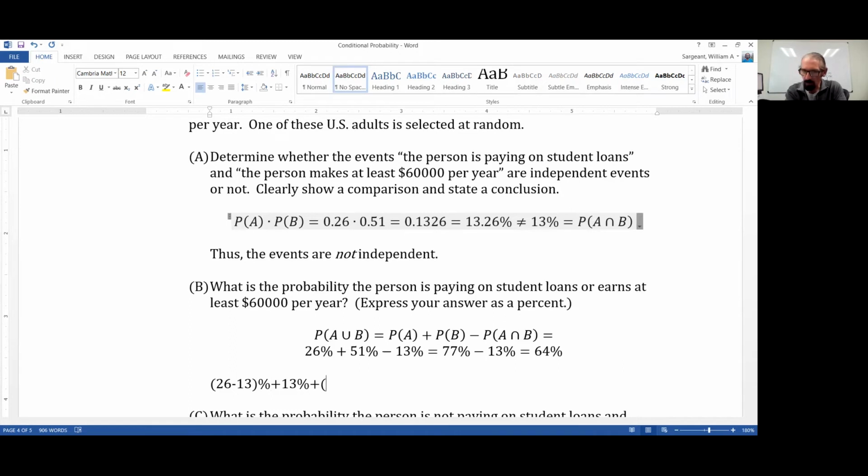And on the other hand, we would have 38% in the group that is making at least $60,000 a year, but not paying on student loans. This is what would come up in a Venn diagram approach. You've disjointified the two overlapping circles into three mutually exclusive events, and we get the same amounts. No multiplication in there because A and B were not independent.